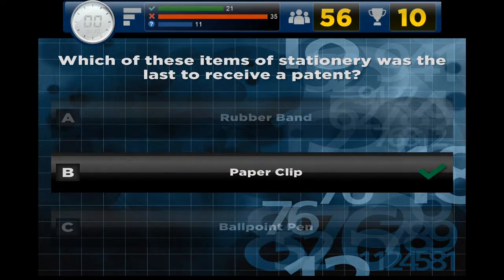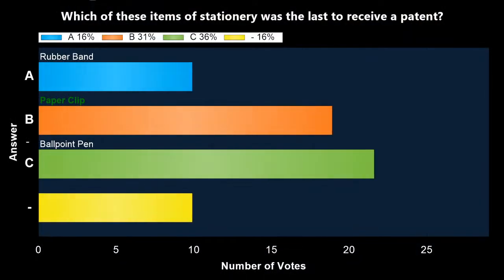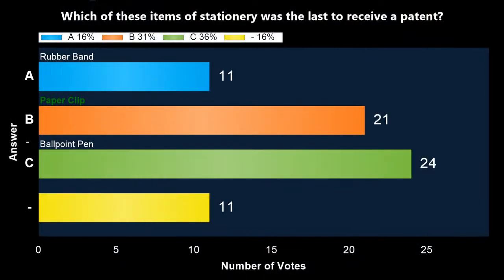And the answer, paper clip. The first to receive a patent, rubber band 1845, then the ballpoint pen in 1888, and the paper clip in 1899. So who went for the humble paper clip? We're looking for 21. Most of you, or the majority, going for ballpoint pen on 24. 11 thinking it was rubber band.